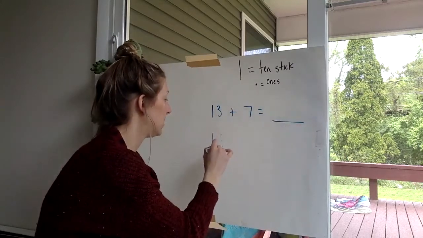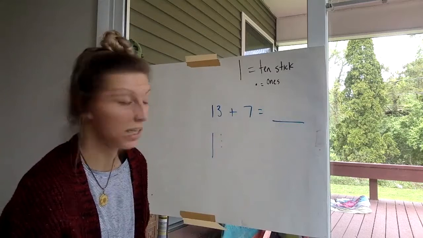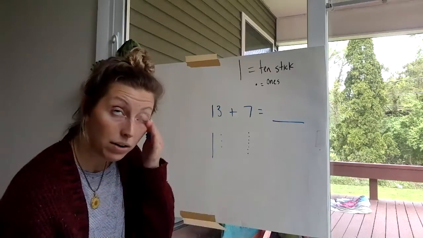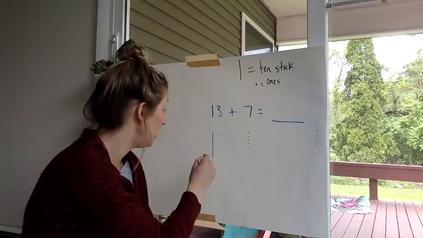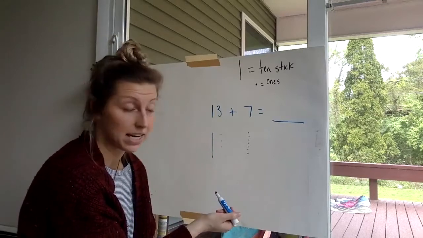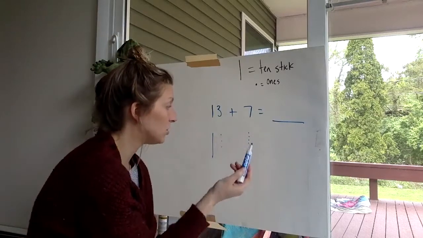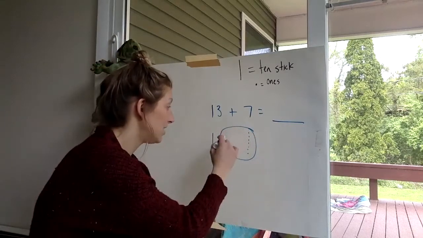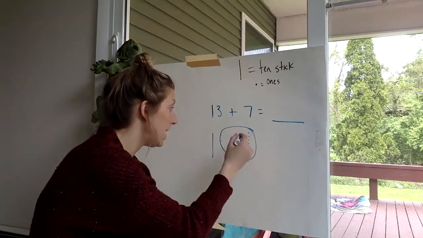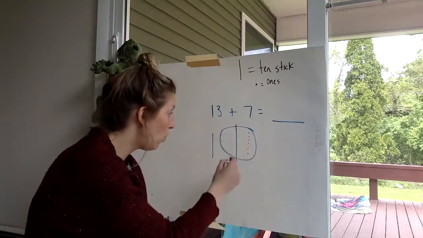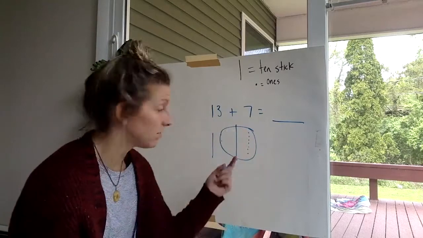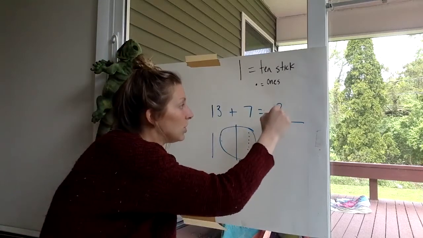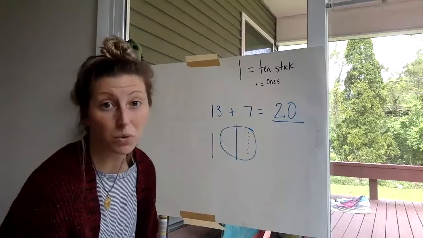Well, here's my 10 stick and my 3 ones for 13, and then I had 7, 1, 2, 3, 4, 5, 6, 7. Well, now we got to count your ones. So we have 1 10 stick, which is going to give us 10. And then I have 3 and 7, which is going to give us another 10. So instead of being all these dots, it's actually going to make a 10 stick. So 3 plus 7 is 10, so it gives us a 10 stick. So a 10 stick plus a 10 stick is going to give us 2 10s, which equals 20. So 13 plus 7 is going to equal 20.